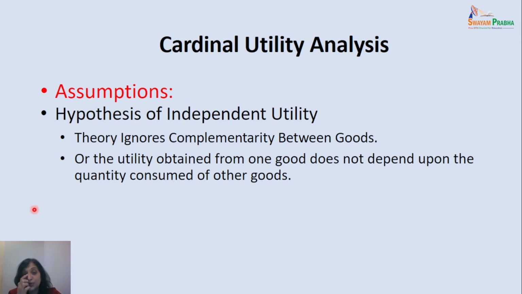That is, if I am measuring utility obtained from, let us say, having pizza, that will not get affected by me consuming cold drinks along with pizza. So the utility derived from pizza is independent of the utility which I am going to derive by consumption of cold drink. So that is called the hypothesis of independent utility. That is, for each good, the utility is independent of any other good's consumption.